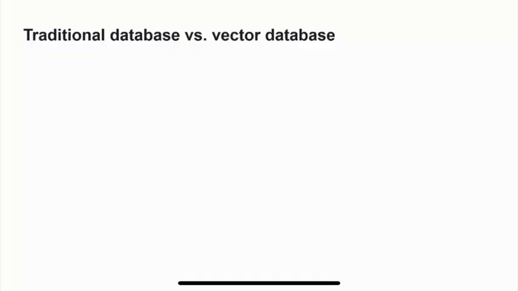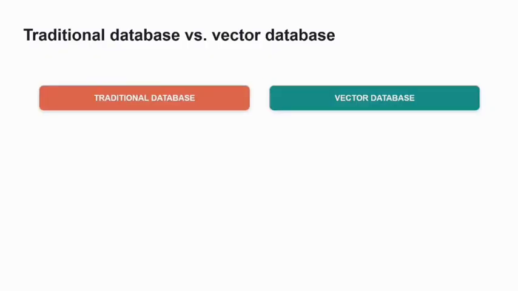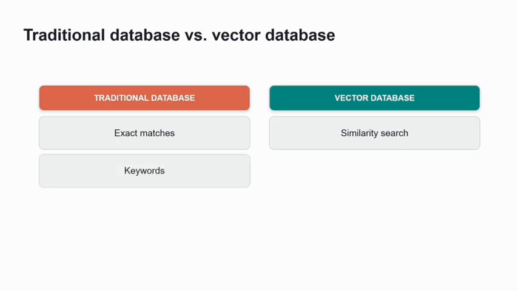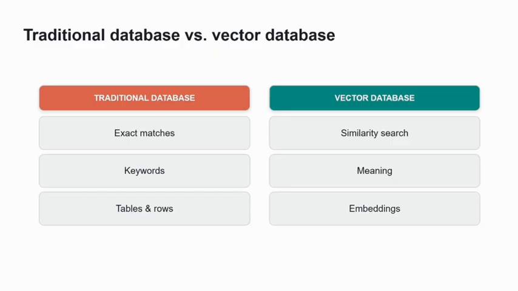Let's put it side by side with what you already know. Traditional database on one side and vector database on other. Traditional database looks for exact match, while vector database looks for similarity. Traditional database searches by keywords. The vector database searches by meaning. Traditional database stores the information in table and row format. Vector database stores information as embeddings. Traditional database queries by SQL, while vector database is queried by vectors.